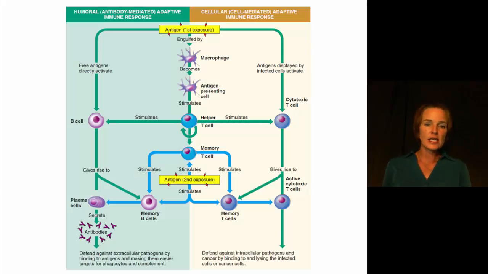Here's just a comparison of the humoral adaptive immune response, so that's the antibody-mediated response. And then we also have the cell-mediated adaptive response, which is the one that's involving that cytotoxic T cell. With both of these, we do get production of memory cells, and those memory cells are very important for the secondary response if we are attacked by that particular pathogen or foreign substance again in the future. That way we can mount a much stronger response the second time around.